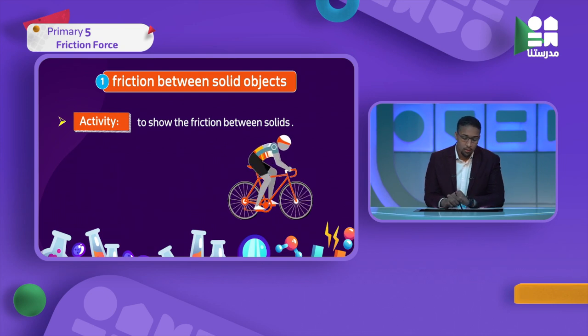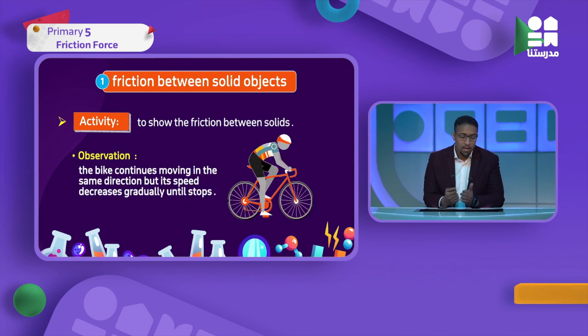It will still keep moving. Observation: what we will observe, the bike continues moving in the same direction but its speed decreases gradually till it stops.